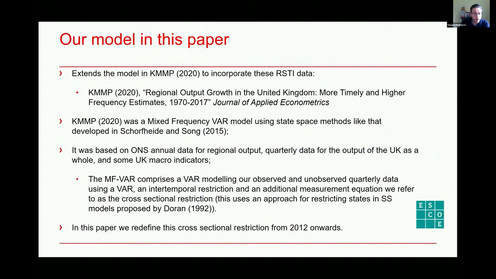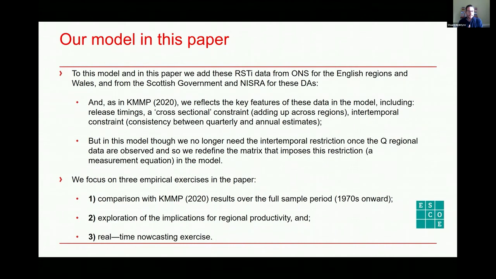In essence, what we have to do within this KMMP model, once we incorporate the quarterly regional data from 2012 onwards, is redefine this cross-sectional restriction and the measurement equation within the model. So we're adding in these RUSIE data for the English regions and Wales, as well as the data from the Scottish Government for Scotland and NISRA for Northern Ireland. Again, we are reflecting, as we did before, the release timings. We are having the cross-sectional constraint, subject to the caveat I just mentioned. And also, before we have the RUSIE data, we make use of an intertemporal constraint, which essentially means that our quarterly growth estimates constrain to the ONS's annual published data for each region.